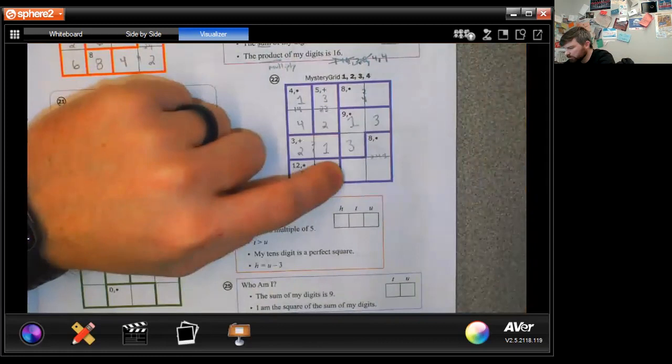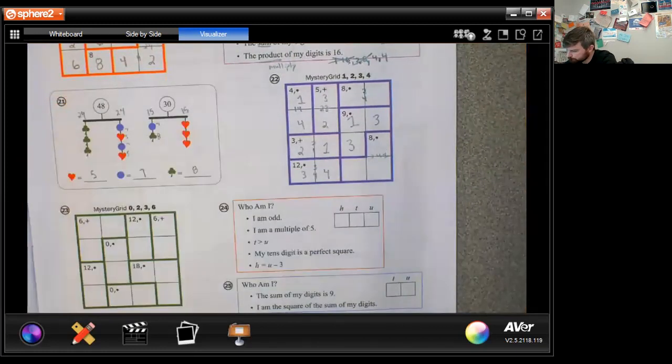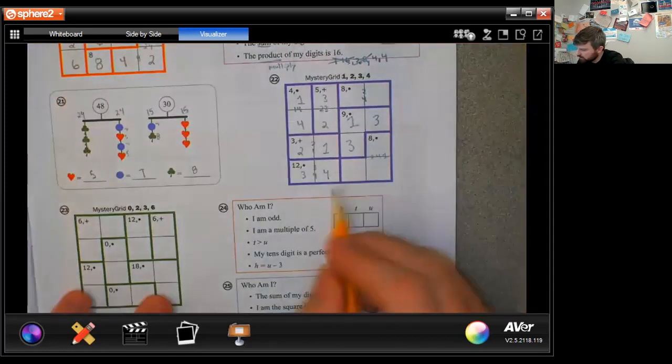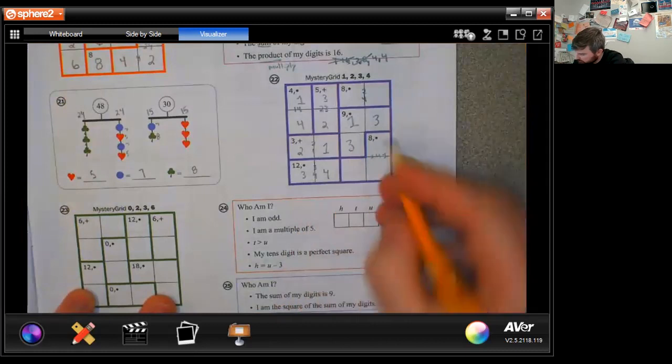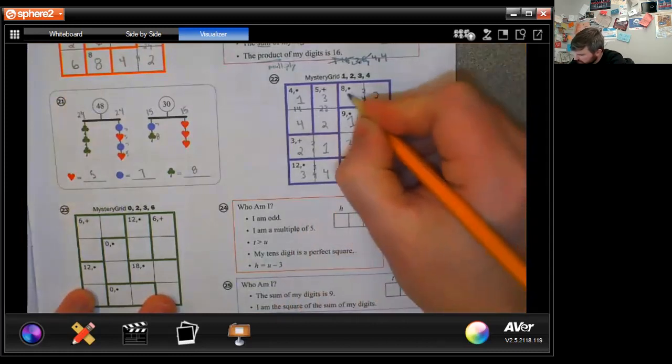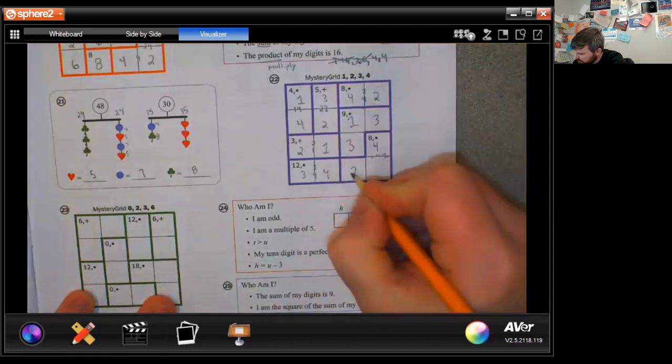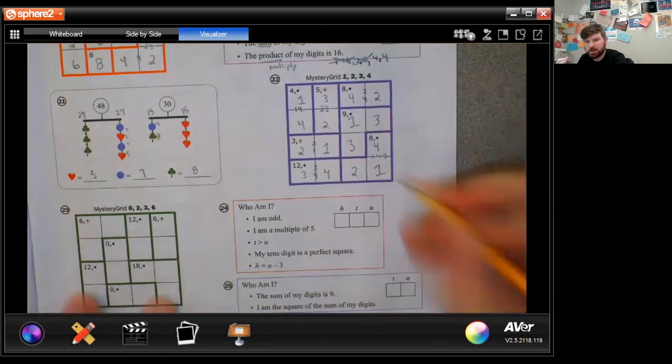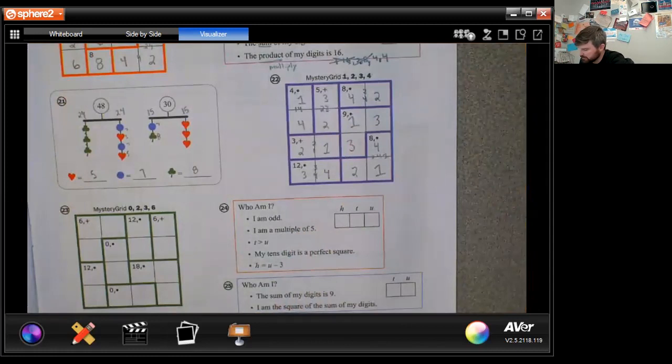A 4 or the 2 could go here. Oh no, the 4 can't go here. And the 1, because of here, the 1 can't go there. No 4. So 4's got to go here. This 4, that's got to be a 2. That's got to be a 4. That's got to be the 2. And that's got to be the 1. So it kind of all fell together there at the end.